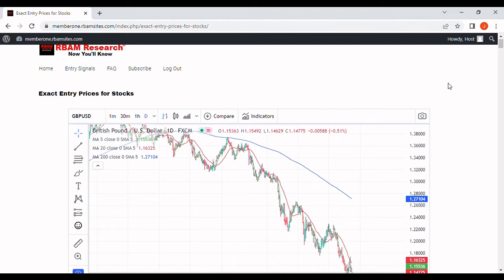We're going to do a brief video of GBPUSD. GBPUSD Analysis Today. And we've got a British pound versus a US dollar chart for you, daily chart.